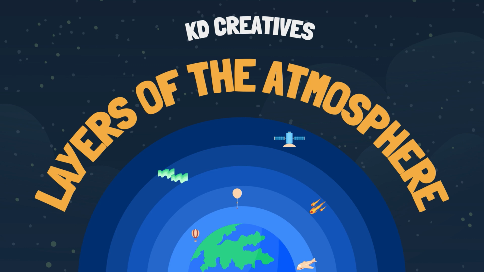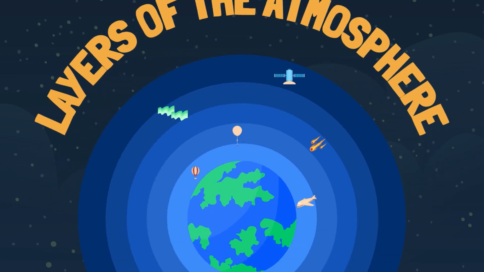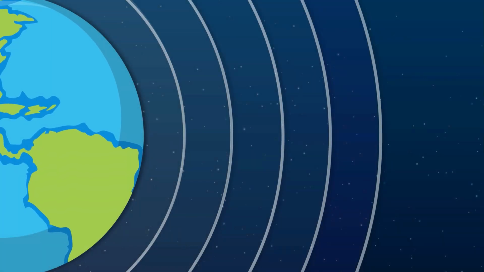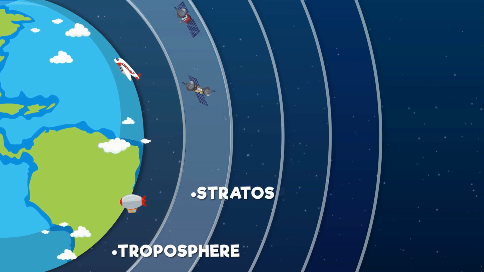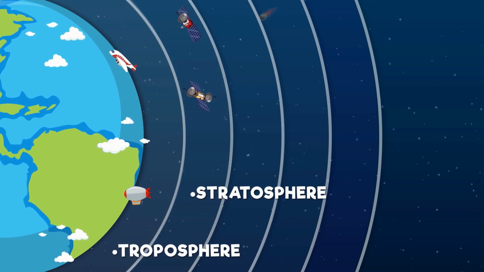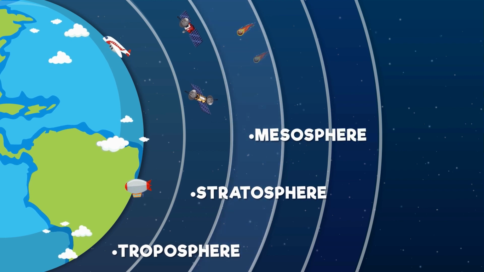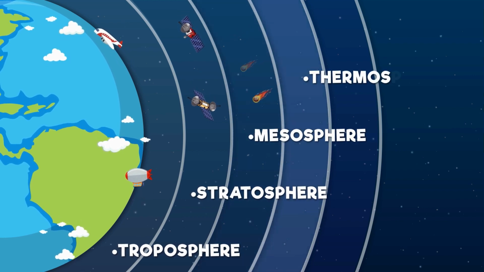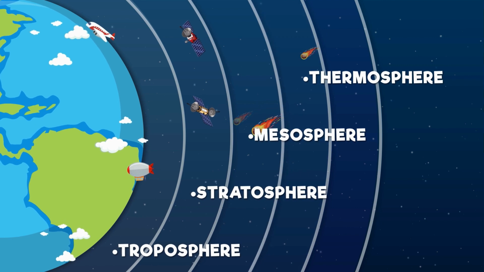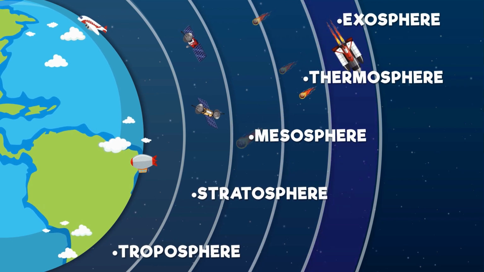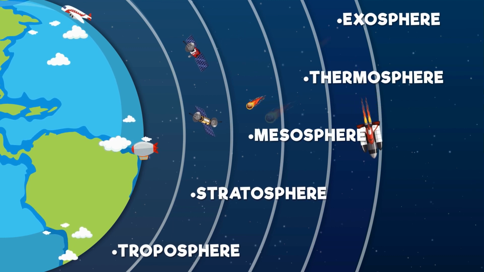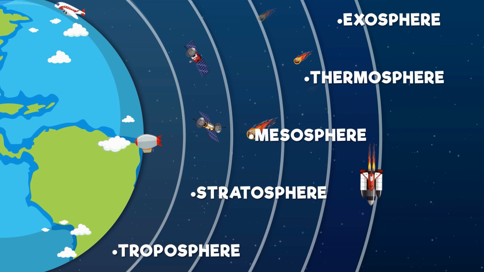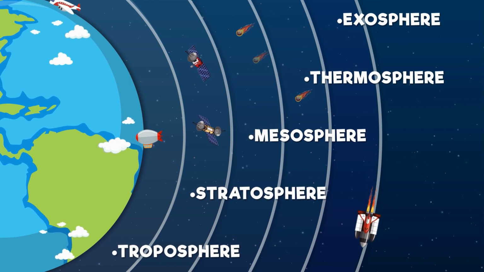So let's get started. Friends, there are 5 layers of atmosphere. First one, troposphere. Second, stratosphere. Third, mesosphere. Fourth, thermosphere. And fifth, exosphere. In this video, we will discuss all these layers in detail.